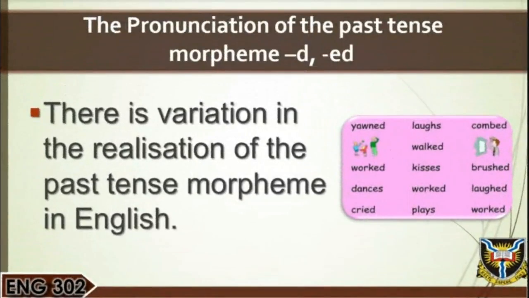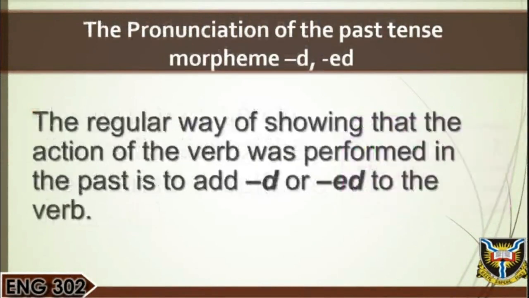The pronunciation of the past tense morpheme D, ED. As we learned with the plural morpheme realization, so also there is variation in the realization of the past tense morpheme in English. The regular way of showing that the action of the verb was performed in the past is to add D or ED to the verb, e.g. search, searched, rub or rubbed, cough or coughed, etc. However, there are other irregular forms such as swim or swam, teach or taught, go or went. But we are concerned here with the pronunciation of the regular forms that take the suffixes D, ED.